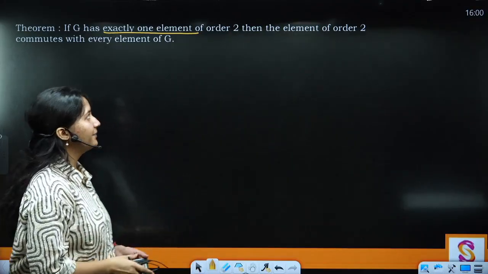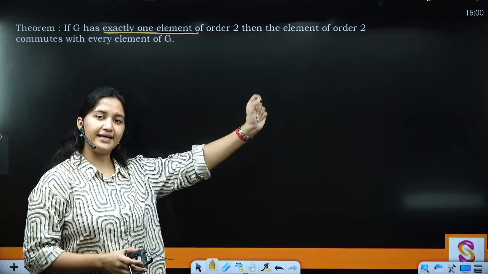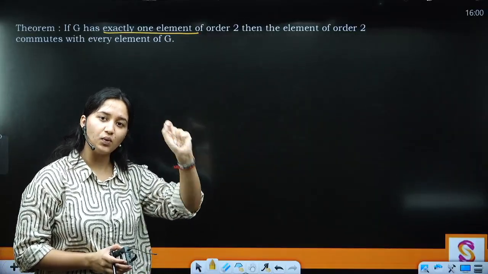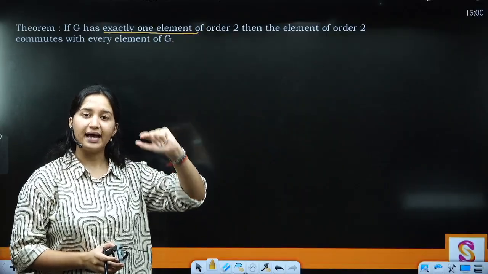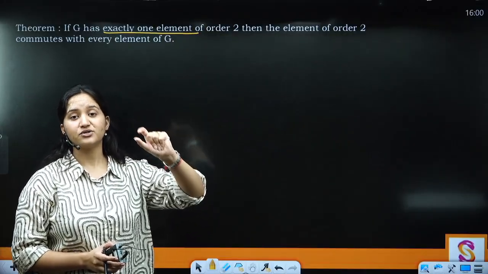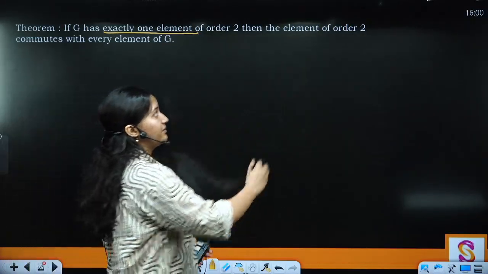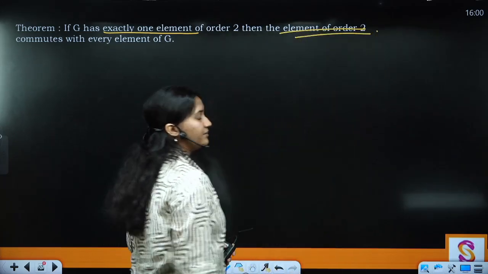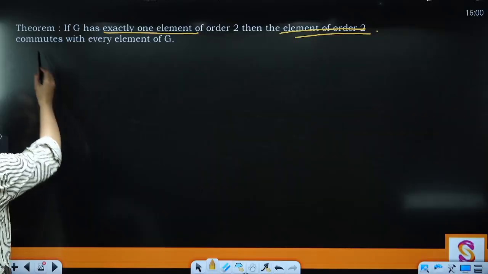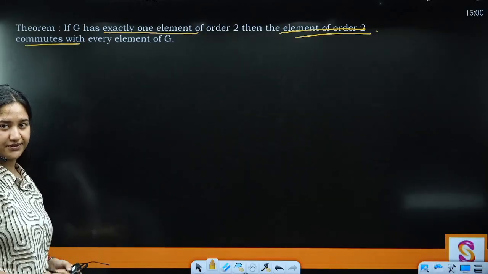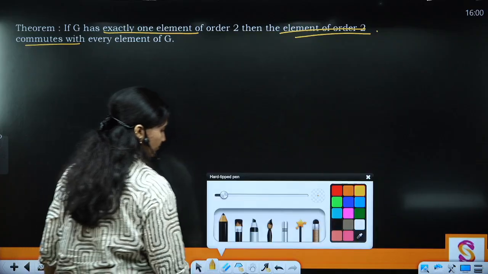Right. Now here we are saying that other than the identity, there has to be only one element which is going to be of order 2. That means other than identity there has to be only one element which is going to be self-inverse. Then that element of order 2 is going to commute with every element of G, right? Let's take the proof for it.